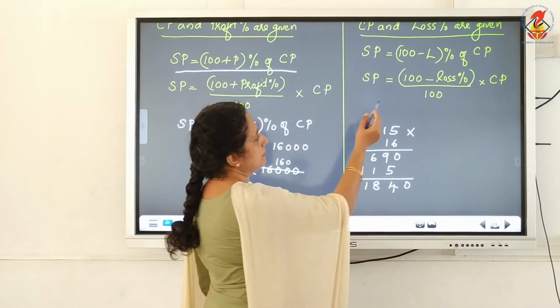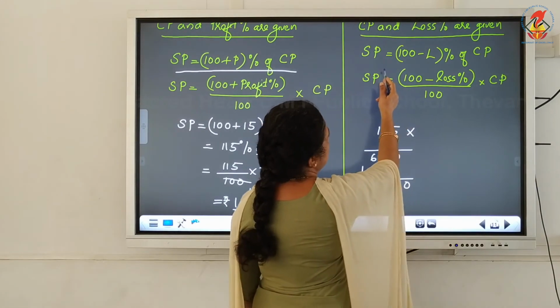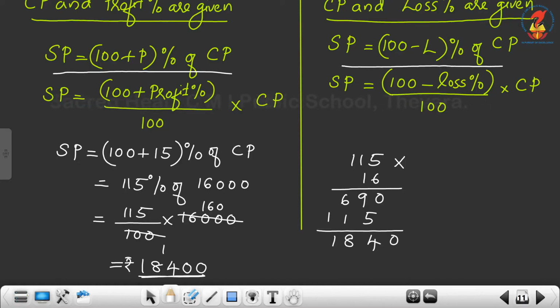Similarly, in the case of if a loss is given, so selling price will be equal to 100 minus loss percentage of a cost price. You can use this relation, or if you want, you can use the other one. Selling price is equal to 100 minus loss percent divided by 100 into CP.